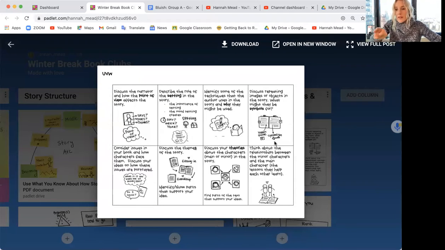Setting. I know that I learned about setting in the beginnings of books, so maybe I'll just use this card right here. Describe the role of the setting in the story, the importance of the setting, the mood setting creates. Okay, so I'll read a bit with that in mind. Maybe I'll just be looking for it.